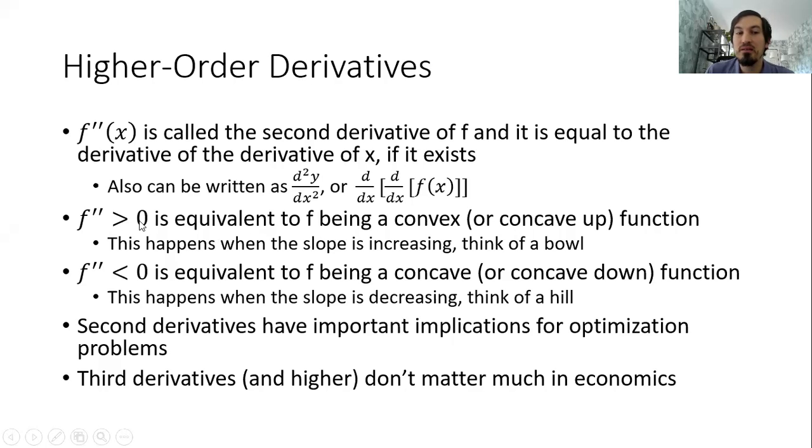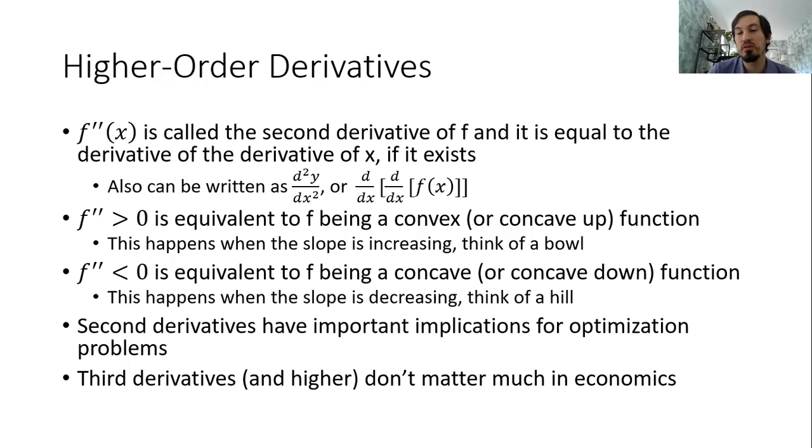F double prime being positive is equivalent to f being what I will call convex. Another way to think of convex is a concave up function. It's curving in a way that the derivative is increasing. The slope of the function is increasing. You can think of a bowl. If you think of a function that looks like a bowl, where you could pour milk into it and the milk would stay inside the bowl, that's a good way to think of a convex or concave up function, f double prime positive.